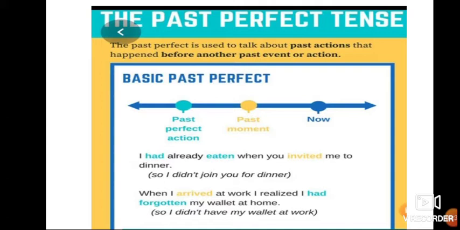Look at the next sentence. When I arrived at work, I realized I had forgotten my wallet at home. So, arrived at work means something that has already happened. Had forgotten, realized that I had forgotten my wallet, means something that had happened a really long time ago. So when I arrived at work, I realized I had forgotten my wallet at home.